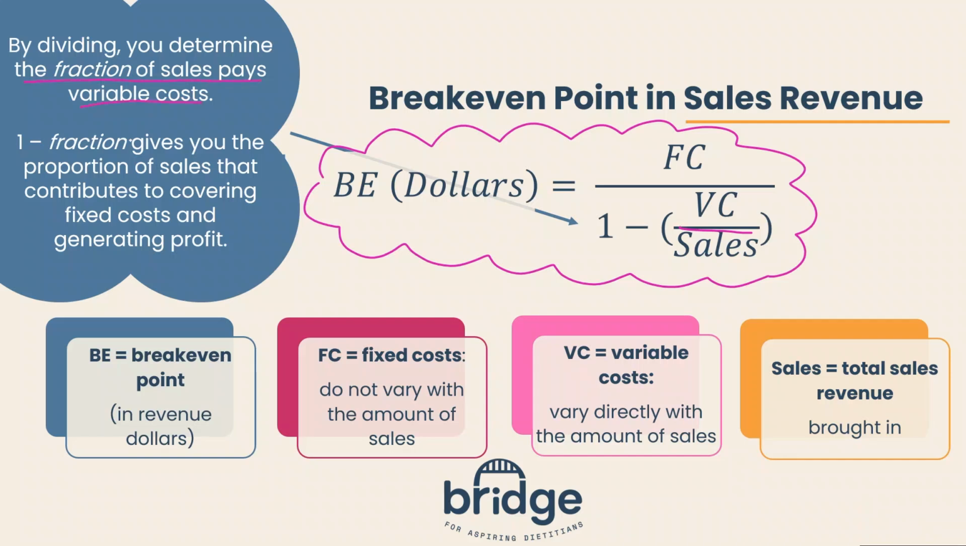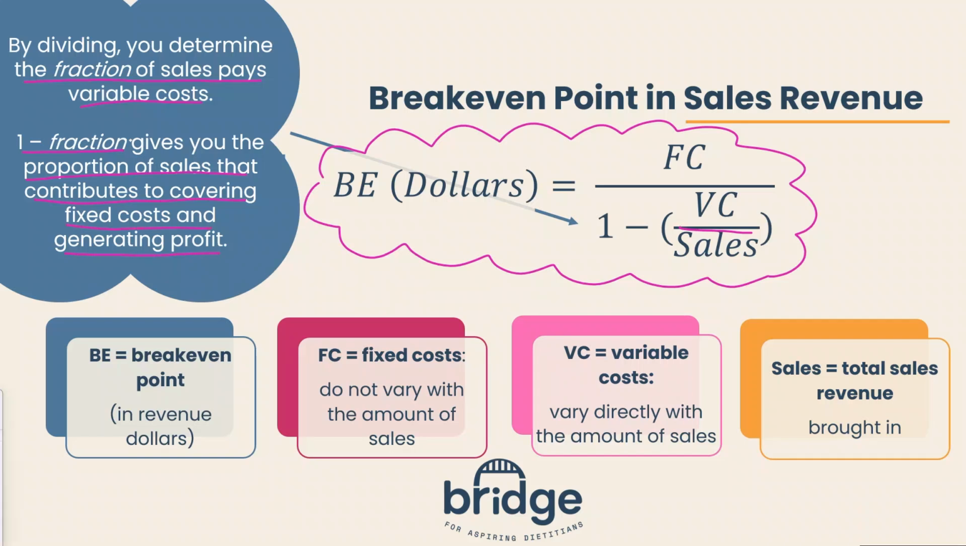When you subtract that number from 1, we find out what proportion of every dollar is left after covering these variable costs. That remainder is called the contribution margin ratio. It's the percent of every sales dollar available to cover fixed costs and build profit.